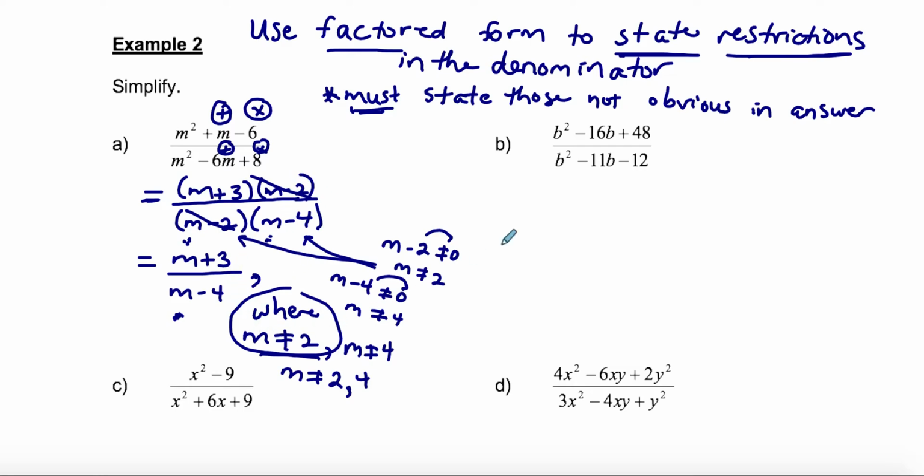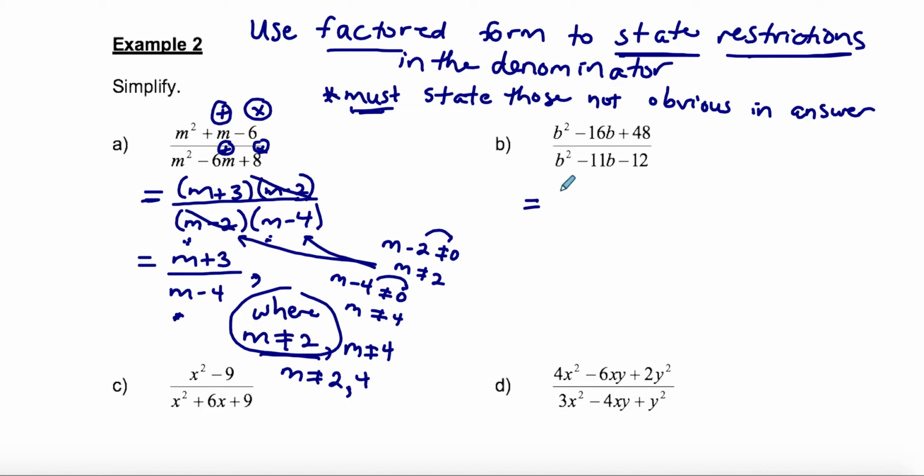I tried to explain that and take some time there because I don't want you to get confused by this. If the question says, state the restrictions, I need you to state the restrictions. I need you to say what would have happened to make this denominator become 0 at any time once you've factored. So here I have simple trinomials again.